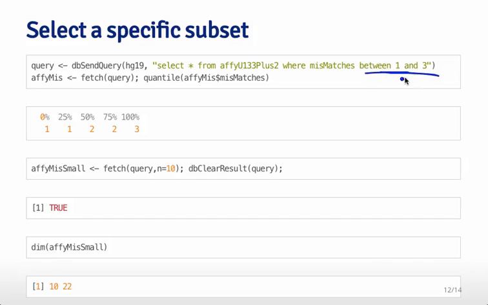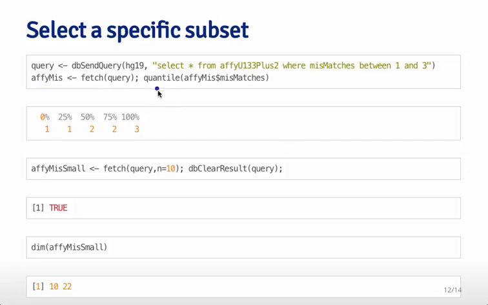So we send this query to the database, and now that's stored remotely at the database. Then if we want to fetch the result of that, we use the fetch command like this, and that'll return this affyMis, which will give us some information about only the samples that we've selected using this database query.